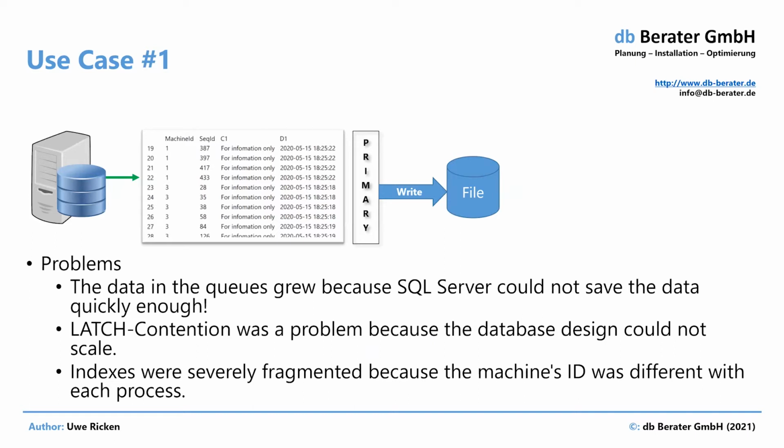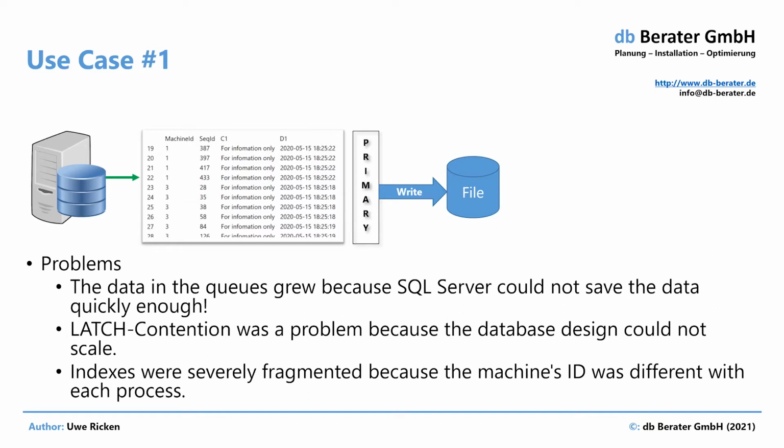Another issue came up, but that was more, let's say, a side effect of this. That was that the indexes were severely fragmented because the machine ID, so from what machine did it come, was completely different with every single insert statement. The first one came from machine 16, the second one was coming from machine 8, and then again from 15 to 1, and so on and so on. And this was the problem we needed to solve.